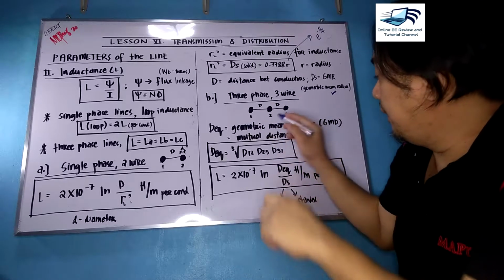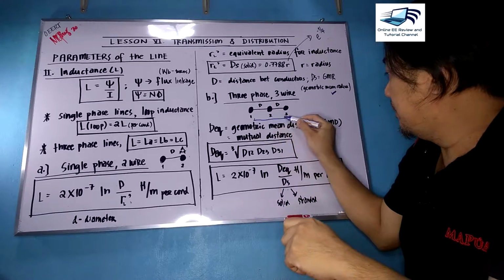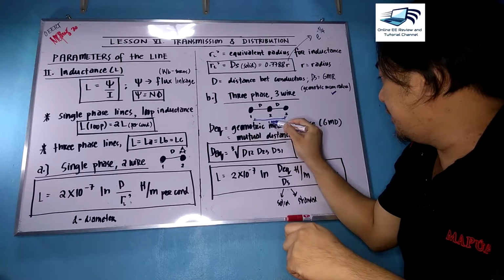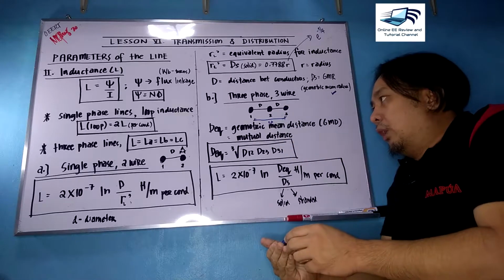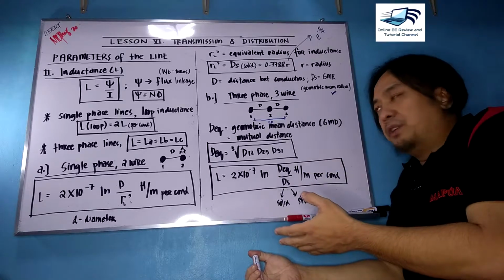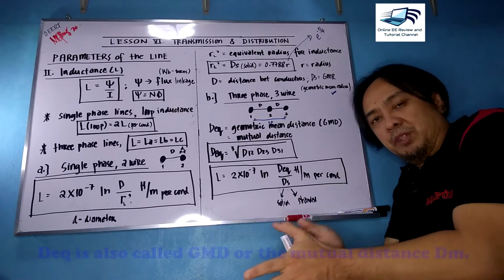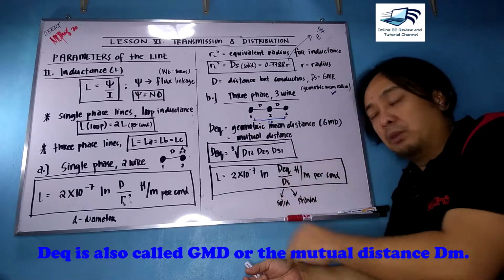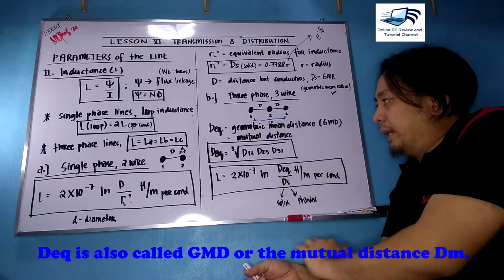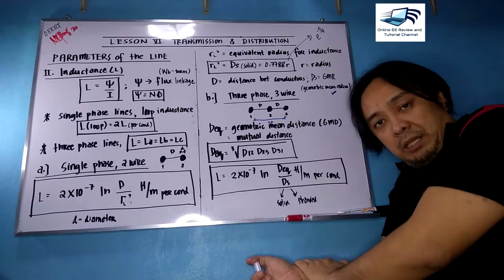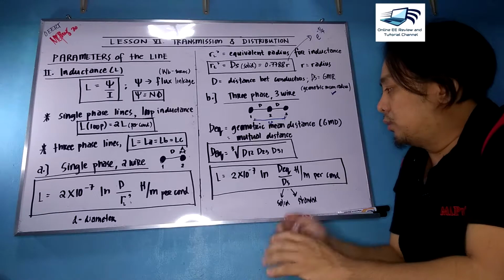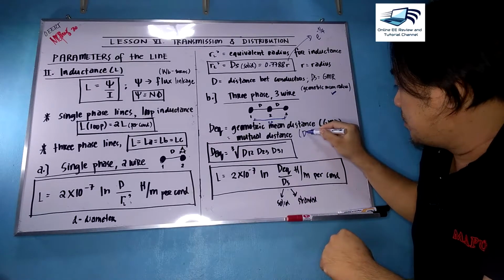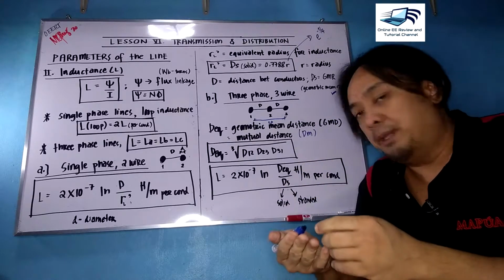Okay, by the way, from 1 to 3, you have twice D, obviously. Now we will consider another definition here. I could say DEQ, since you're considering the equivalent distance or mean distance of the three conductors. It is also called the geometric mean distance, or GMD, and it is also called the mutual distance, or simply, in other words, DM.